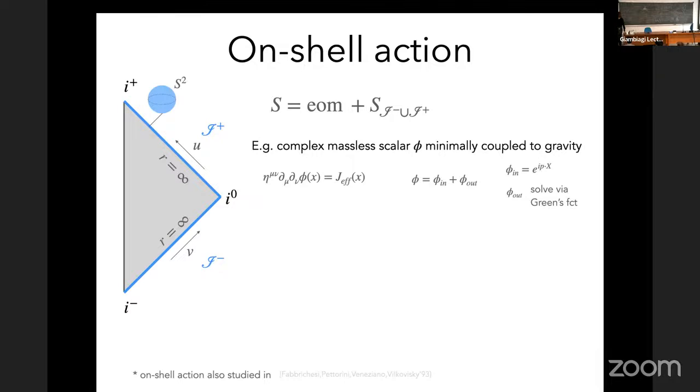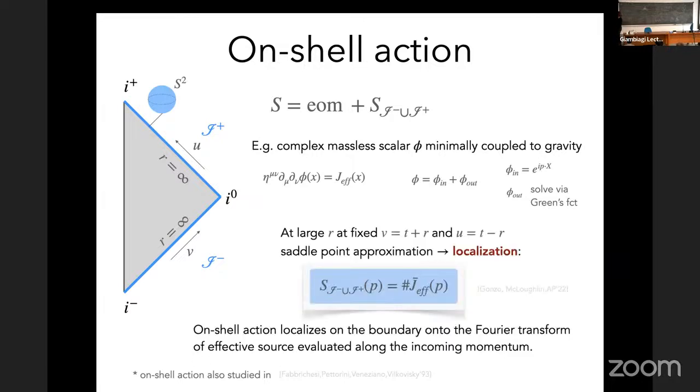And then by computing the on-shell action, but pushed to the boundary, I will get the following result. So if I push it to large R, going to this region that's highlighted in blue in such a way that I keep either of the boundary coordinates, the advanced time or the retarded time, fixed, then I obtain the boundary on-shell action. And what happens in this process of taking R large is that I can use a saddle point approximation, and all the integrals that are involved in this procedure localize. And so what we'll find is that the boundary on-shell action localizes on the Fourier transform of the effective source, which is evaluated along the incoming momentum. So that's a very simple result.